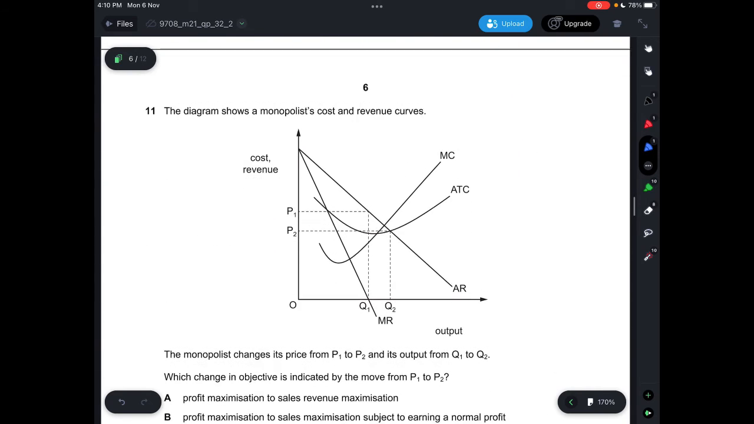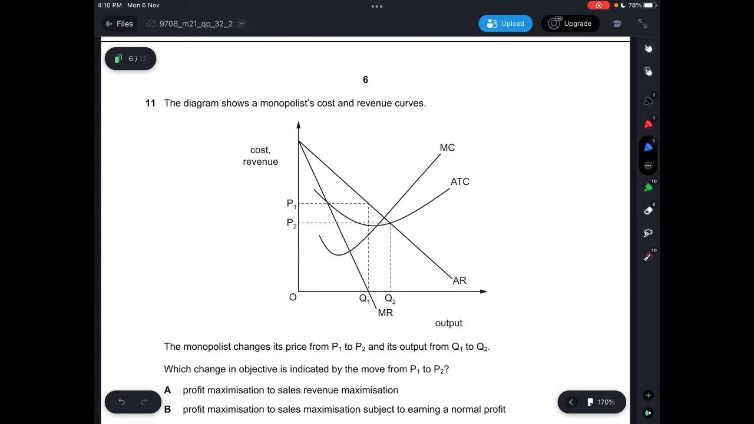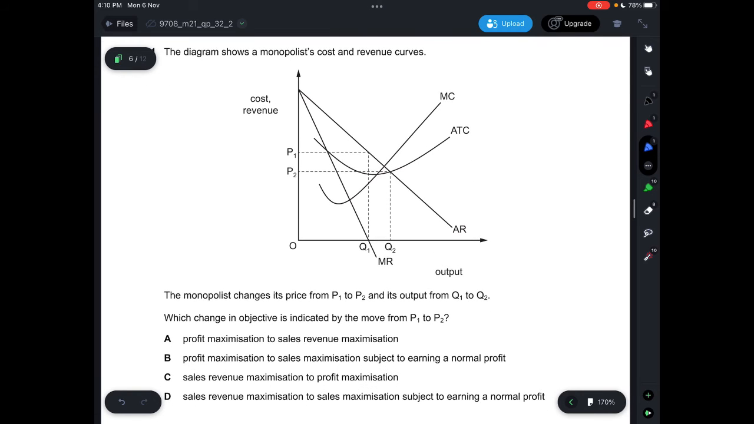Question 11, the diagram shows a monopoly's cost and revenue curves. The monopoly changes its price from P1 to P2 and its output from Q1 to Q2. And which change in objective indicated by the move from P1 to P2. P1, Q1 will be here, so MR equals 0, that will be revenue maximization. Okay, and then profit maximization is when MC equals to MR, which is this point. So it's much higher price, but we're not touching that point.